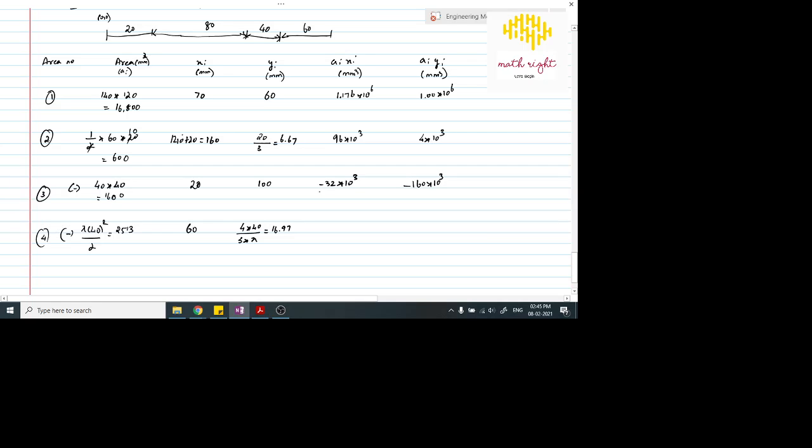Since we want to subtract this, we are adding the minus symbol like here. Don't miss this, don't forget to put minus here. 2513 into 60, we get the value of minus 150.8 into 10 to the power 3. 2513 into 16.97, there we get minus 42.64 into 10 to the power 3. We have to make the addition.